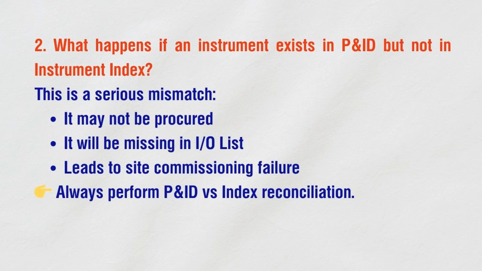What happens if an instrument exists in P&ID but not in instrument index? This is a serious mismatch. It may not be procured. It will be missing in IO list. Leads to site commissioning failure. Always perform P&ID versus index reconciliation.